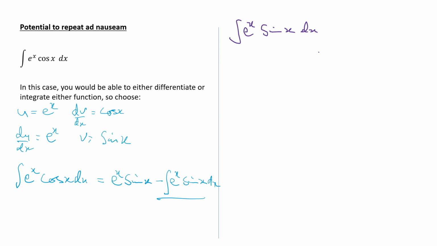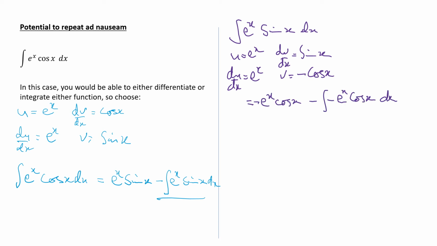So the integral of e to the x sin x with respect to x, again, be consistent. If I chose to differentiate my e to the x function, I need to differentiate my e to the x function again, otherwise I end up with naught equals naught, which is true but not helpful. So if u equals e to the x, dv by dx has got to be equal to sin x, and hence du by dx is equal to e to the x, and v is equal to minus cos x. And watch these minus signs, they'll catch you out.